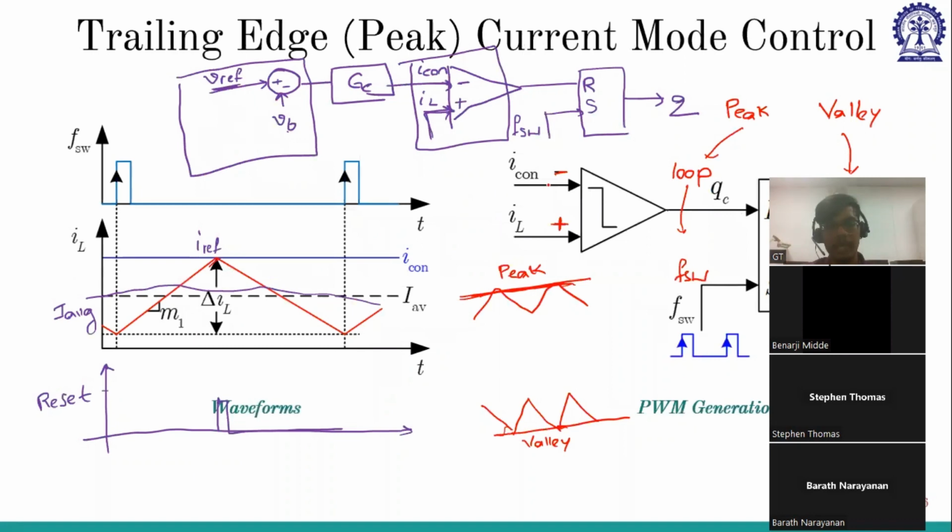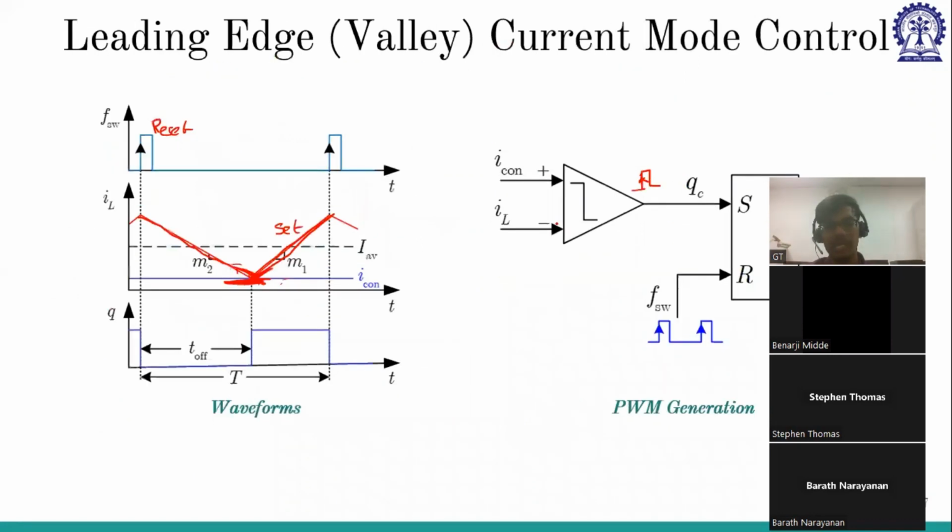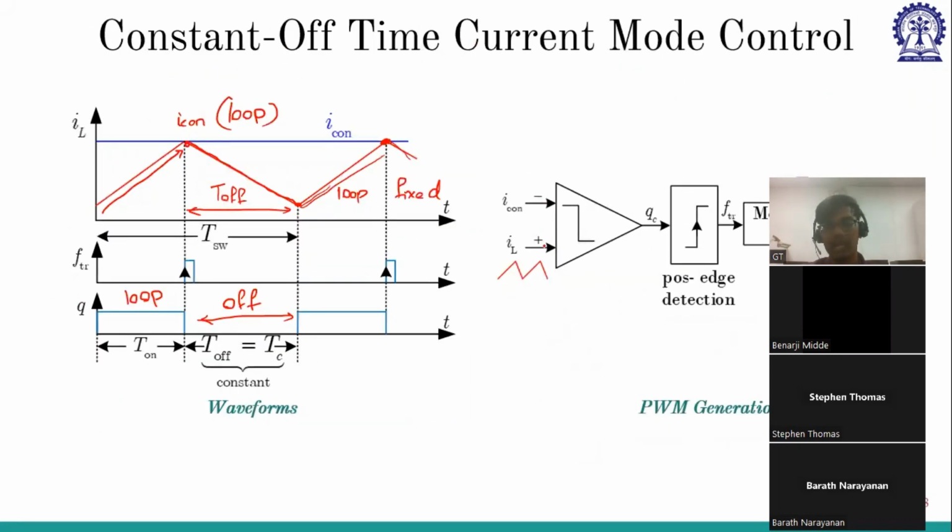Same thing. In the peak current mode control, Icon is minus, IL is plus. Here also Icon is minus, IL is plus. You are getting it right?